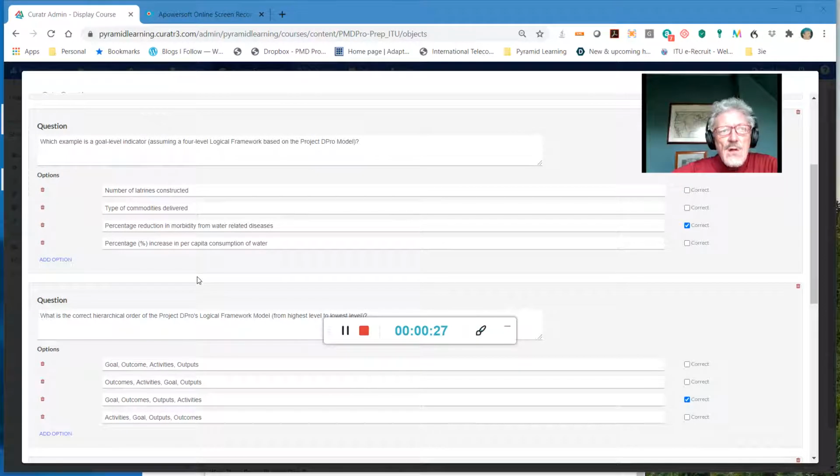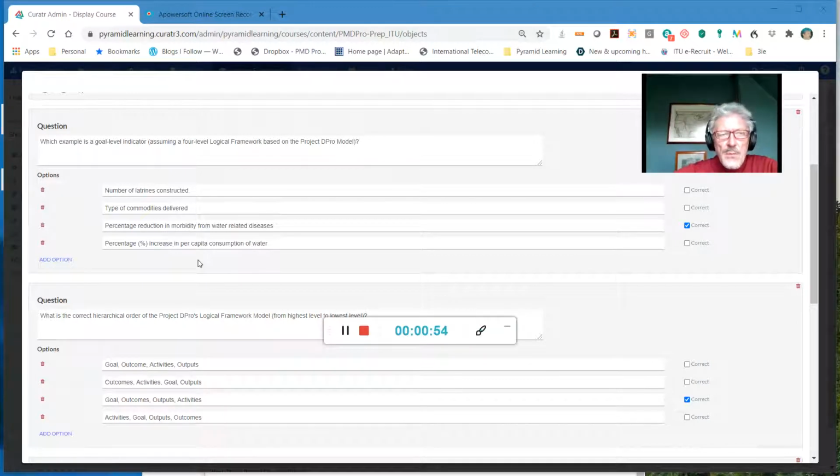Okay, a goal level indicator. So let's have a look at this. Number of latrines constructed, type of commodities, so A and B if you like. These are activity output type indicators, so we can reduce those. So next we get a C and D. Well, you can see that the correct answer is the third one, a percentage reduction in morbidity.